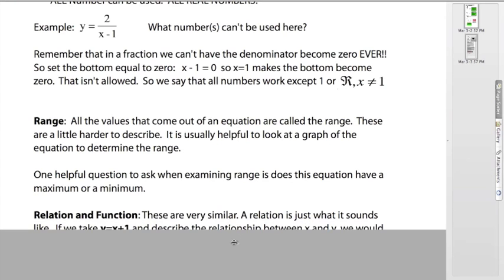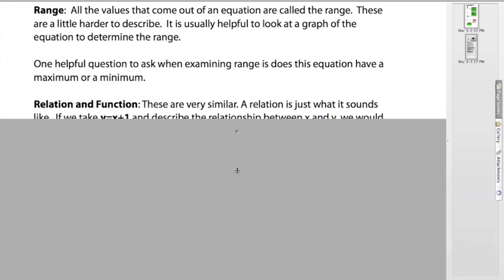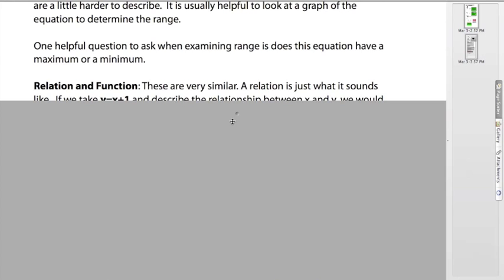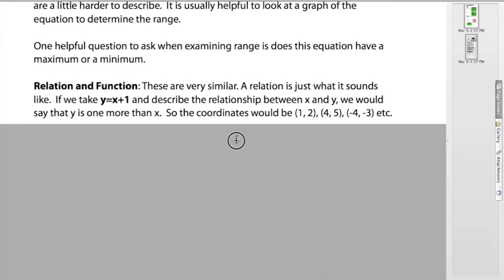Let's talk about functions and relations. A relation is really just what it sounds like. It's describing a relationship that exists between variables. And the variables we're using are x and y. Look at the one we have here in bold. It says y equals x plus 1. If I were to describe that relationship to you, then I would tell you that, well, the y value is always going to be 1 more than the x.